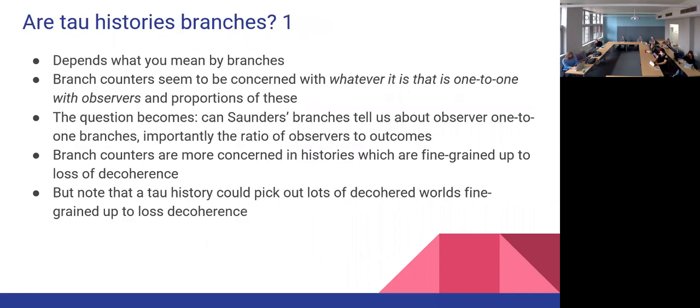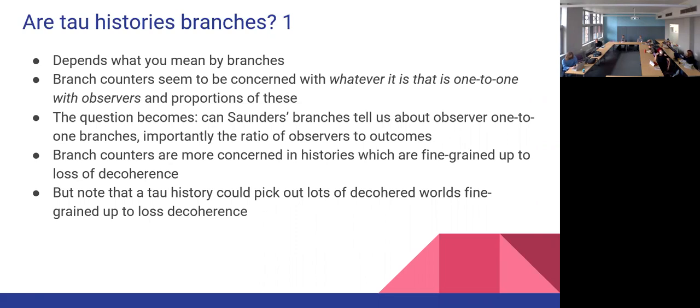So the question that occurred to me at this point, and the worry I have here, is: are these tau histories, the histories that outcome histories are decomposed into, what you would call branches? I'm going to say if you're one of the traditional branch counters, like I mentioned at the start, and not one of Saunders' types, as it were, then branch counters seem to be concerned with whatever it is that is in one-to-one correspondence with observers and proportions of these.